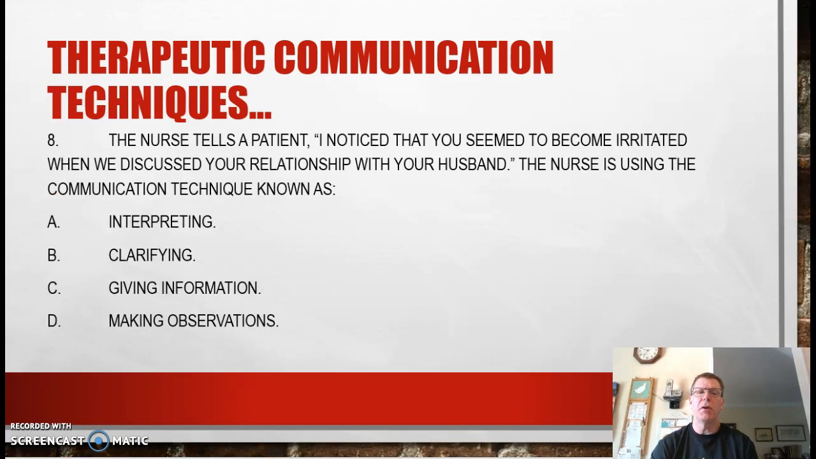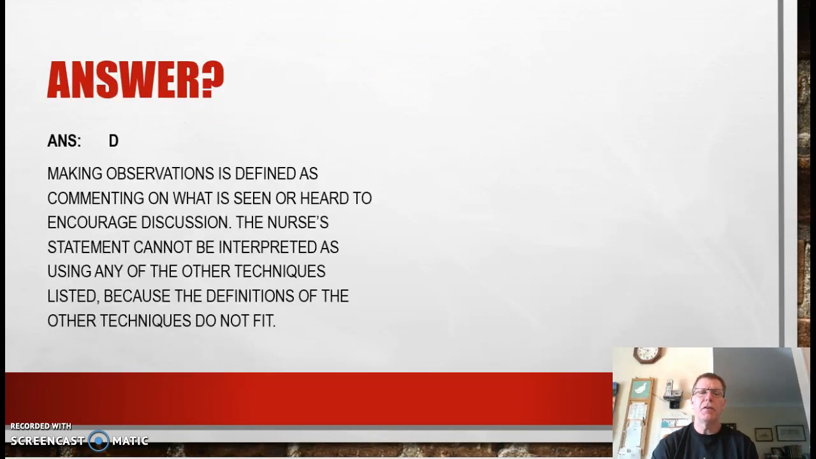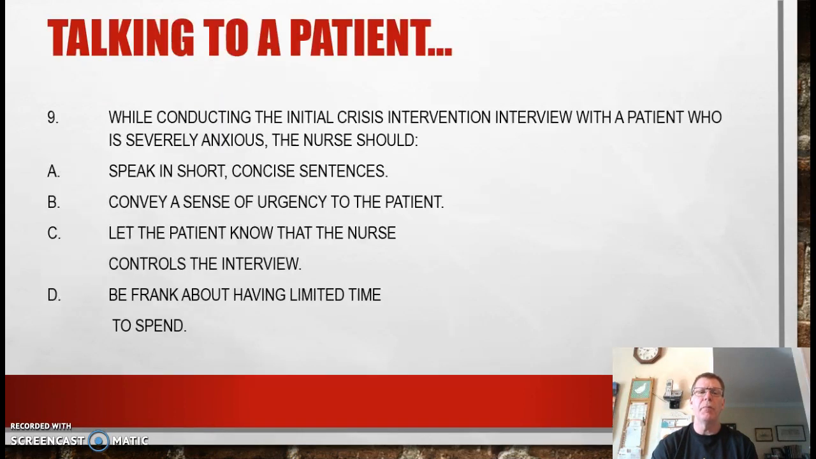Next question, therapeutic communication techniques. The nurse tells the patient, "I notice that you seem to become irritated when we discuss your relationship with your husband." The nurse is using a communication technique known as, pause your video. The answer is D, making observations. "I noticed that" is a key indicator that observation may be the answer, making observation. So that's commenting on what is seen or heard to encourage discussion, to facilitate what's going on within the therapeutic dialogue, the give and take going on.